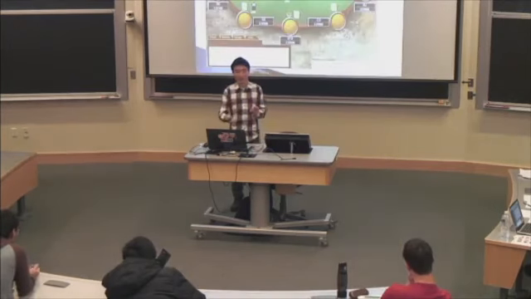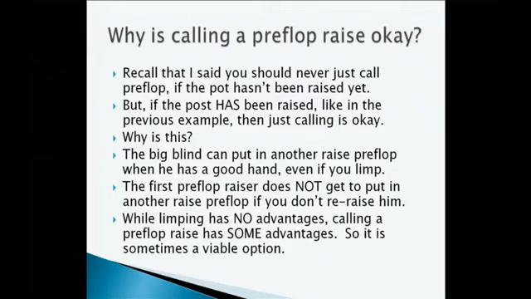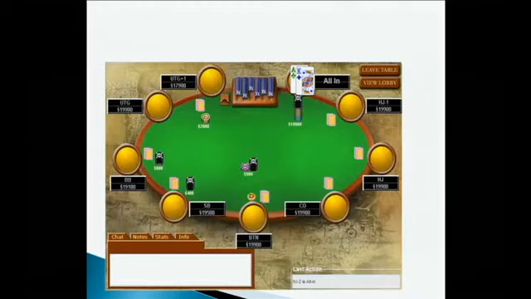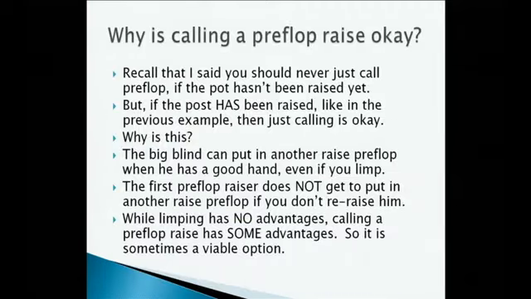Another thing I want to say is, why is calling a pre-flop raise okay? I said in the first class, if no one has entered the pot and you're just attacking the blinds, you always want to raise. You always want to raise to give yourself a chance to win the blinds for free. You don't want the blinds to be able to see the flop for free. But if someone has already raised, I think it's okay to call. A hand like ace king is sort of too good, but if you had ace jack suited or ace queen suited, I think just calling is fine. So why is this?